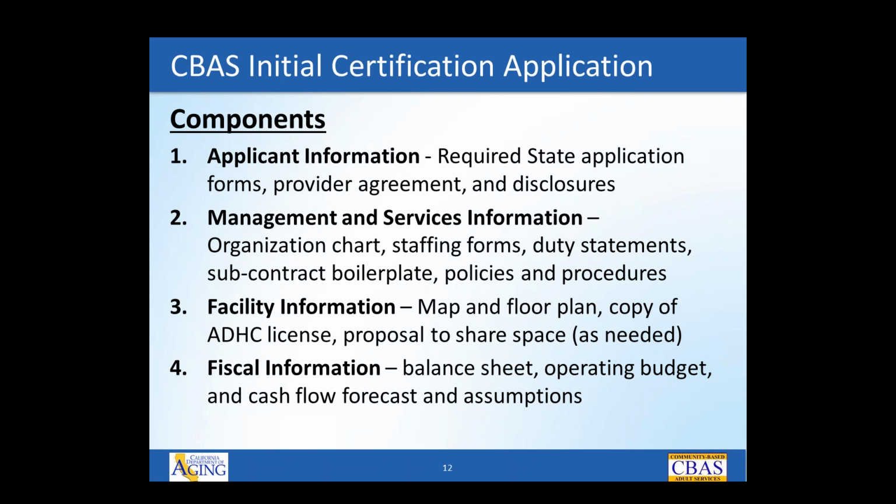So we want to see that all those pieces are in place so that you've demonstrated a readiness to get up and operating. Part 3 is the facility information, where you're going to give us a map and floor plan. At the very end of the process, a copy of your ADHC license, because again, you can't be CBAS certified until you have an ADHC license. And then if it's appropriate, if you're sharing space with somebody, there's a required form that you have to submit for that. And then part 4, we're going to look at fiscal information for your organization, balance sheet, operating budget, and cash flow forecasts and assumptions. So we're going to take a little walk through some of these forms now.